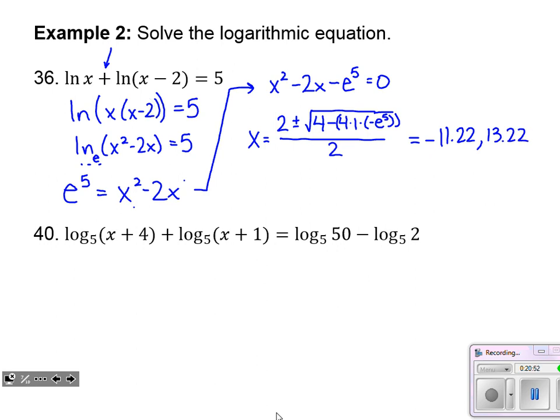And let's just double check, because I don't know if I can keep both of those answers. If I try and plug in negative 11.22 into the original, it's going to bother this logarithm and this one. It will make both of them have negative arguments, so I cannot accept that answer. However, 13.22 will keep both of those arguments positive. That is our solution.